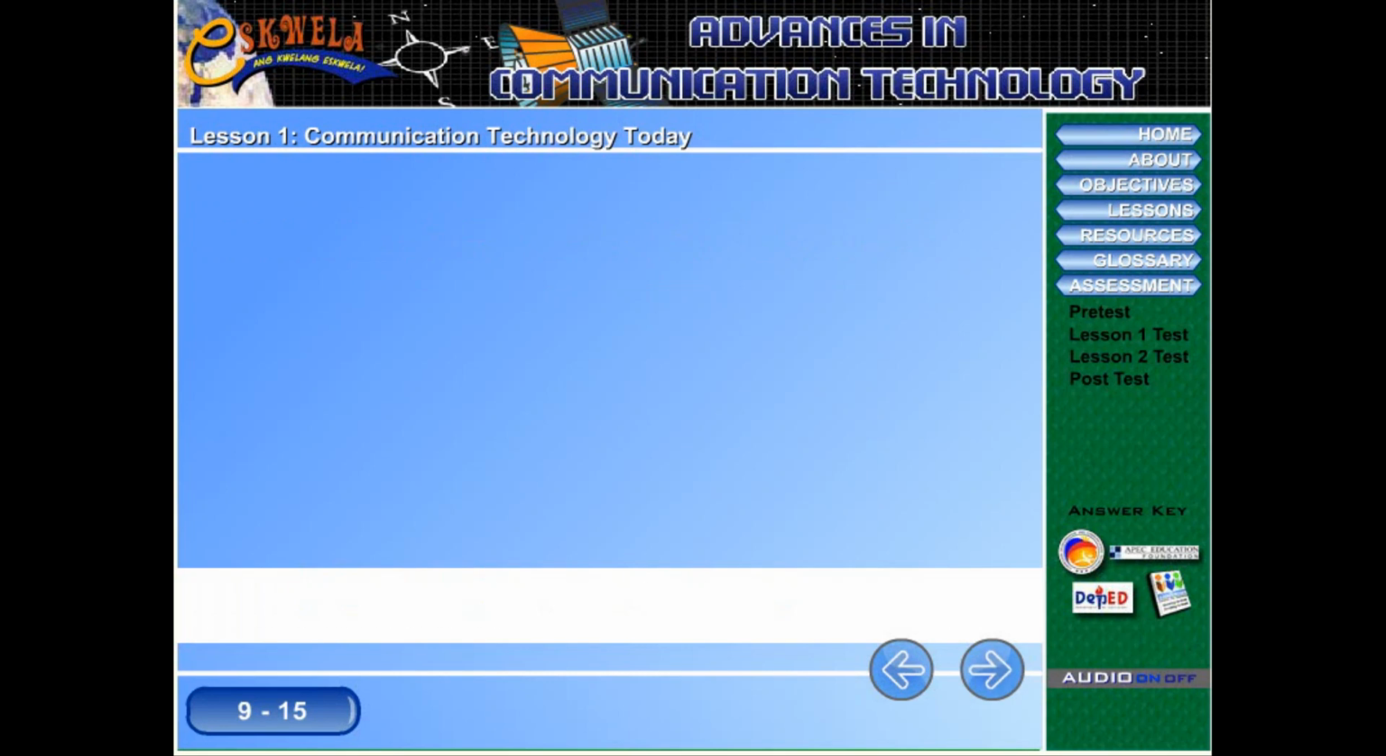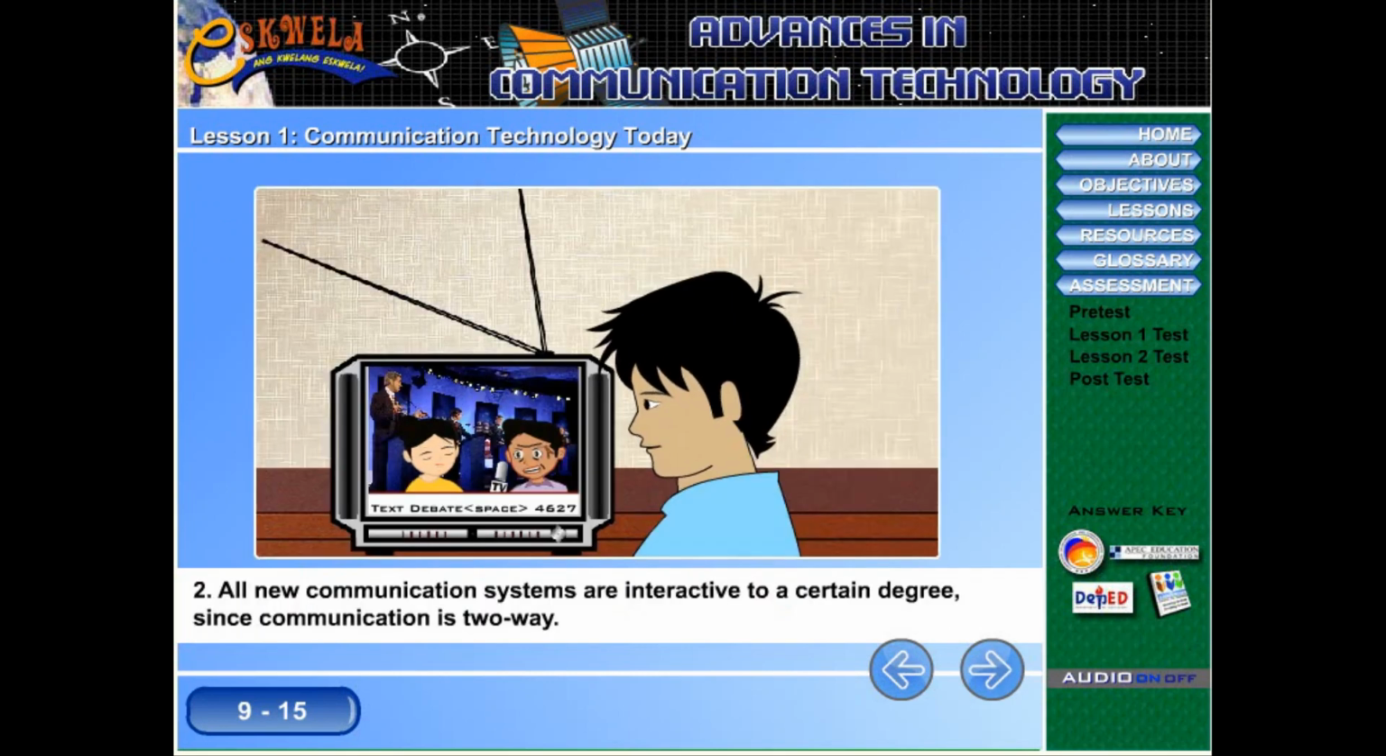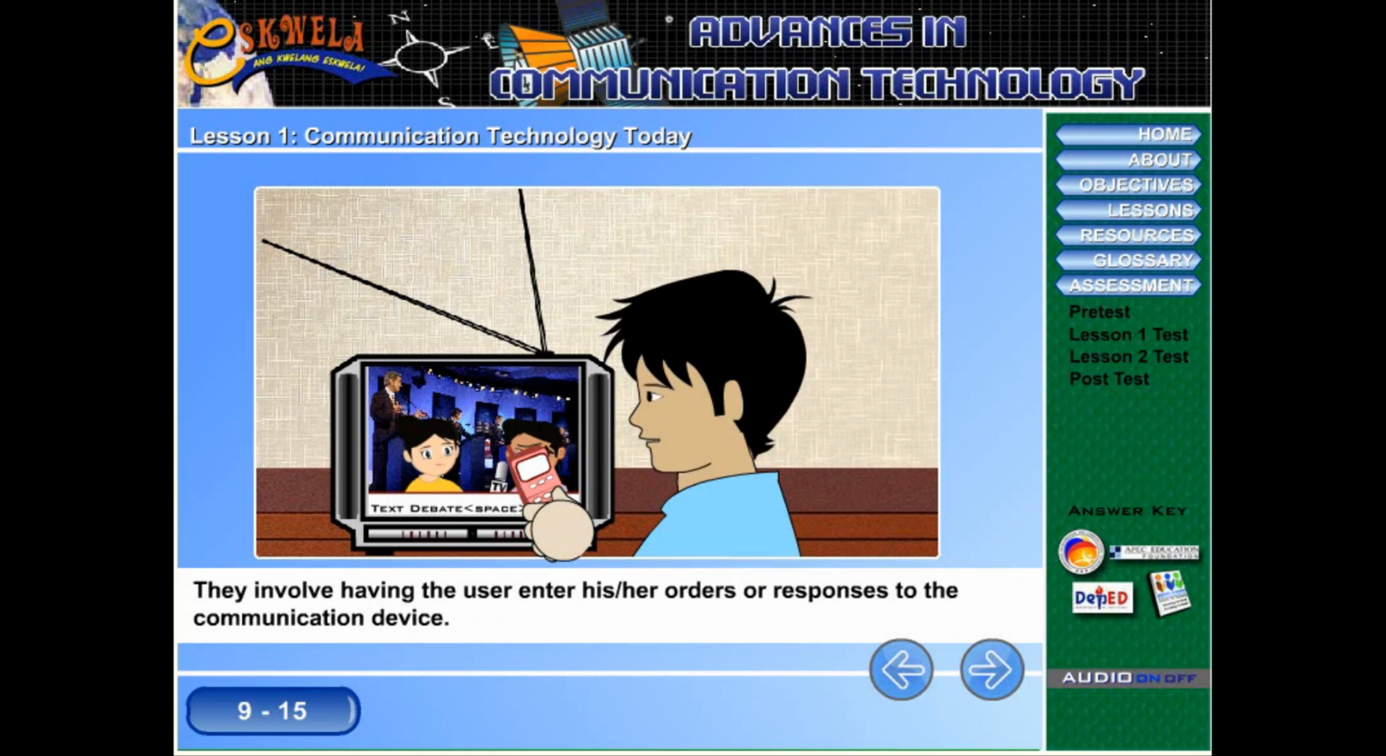Number 2. All new communication systems are interactive to a certain degree, since communication is two-way. They involve having the user enter his/her orders or responses to the communication device.